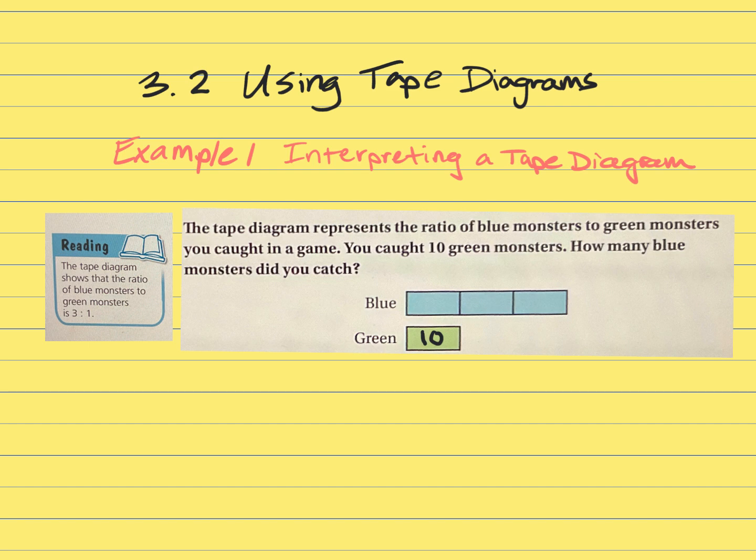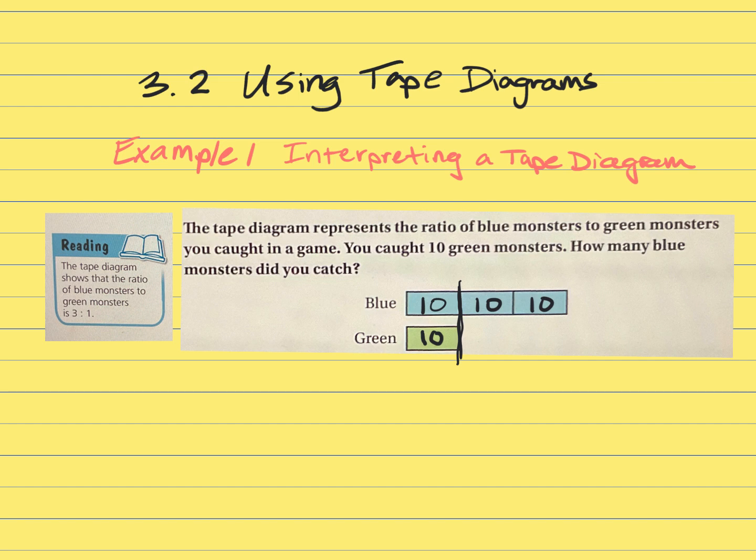So the reading tells us that you caught 10 green monsters. How many blue monsters did you catch? Your job is to take, if green equals 10, that means each of them, because look, they're all matched up. This one equals 10, this one equals 10, and this one equals 10. So how many blue monsters did you catch? They're not asking us for a ratio. They're asking us to interpret, using the tape diagram, what the ratio means.